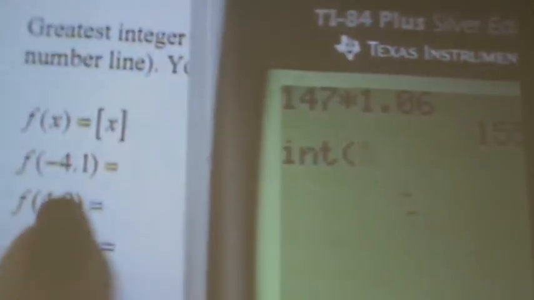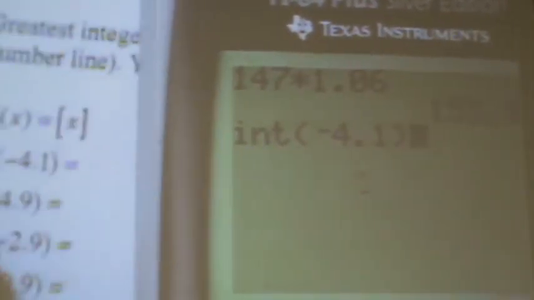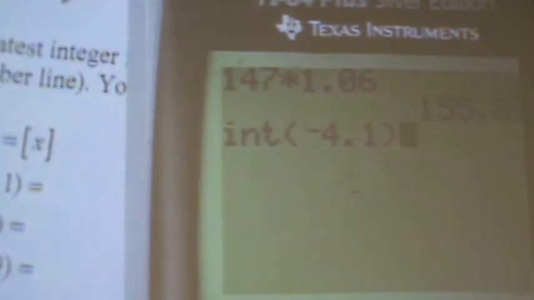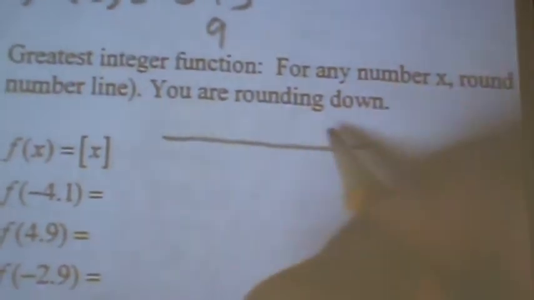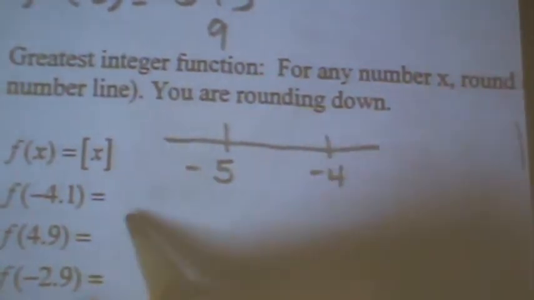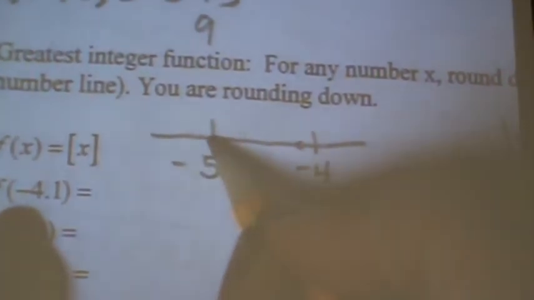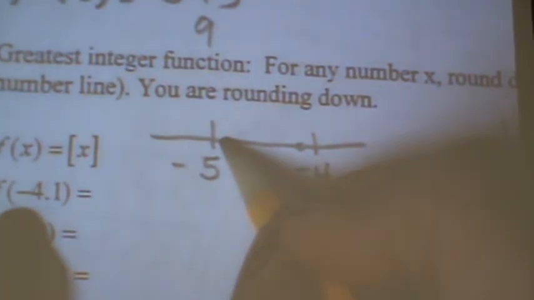So if I want to find the greatest integer, what do you guys think the greatest integer of negative 4.1 is? I'm going to put it in parentheses here. What do you think it's going to come out to be? It's going to be negative 5. So what is greatest integer? It means you're rounding down. Here is negative 4, negative 5, negative 4. So where is negative 4.1? It's right here. You're going to round down, so you're going to go to the left, always to the left. So this answer is negative 5.